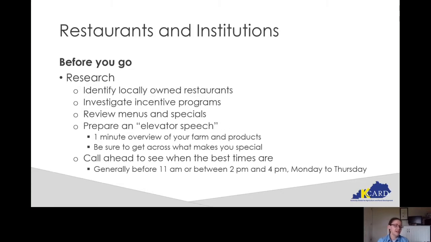Research and identify locally owned restaurants. Those are the ones most likely in most cases to be able to purchase local food. Investigate any incentive programs. For example, Kentucky has the Buy Local program, which will reimburse a restaurant or institution a certain percentage of the local Kentucky Proud products they buy. Look at their menus and specials. See how it matches up with what you grow.